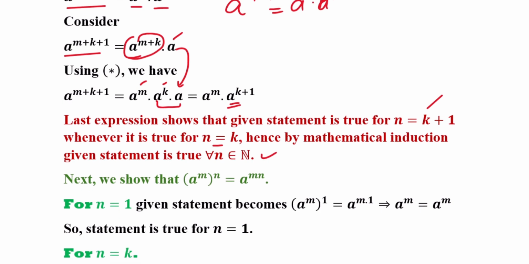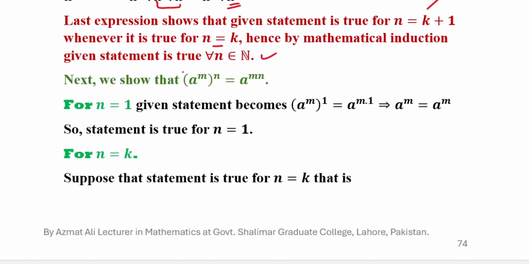We will also show this result by mathematical induction. For n is equal to 1, the given statement is true. The given statement becomes a raised to power m into 1. This is simply a raised to power m, because at power 1 the base will be the same. So this is a raised to power m, and when you multiply m with 1, this is equal to a raised to power m. So both left and right side are equal. So the statement is true for n is equal to 1.